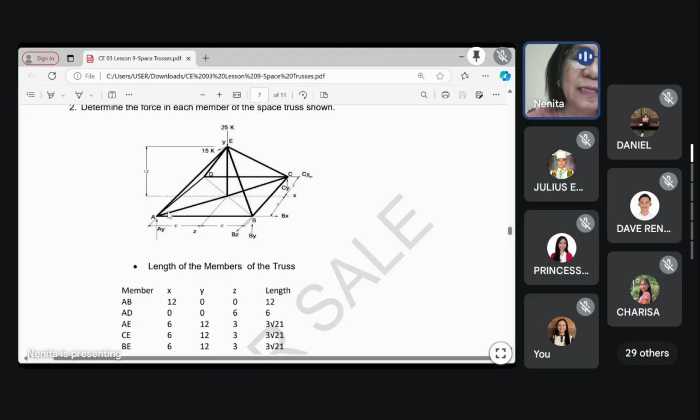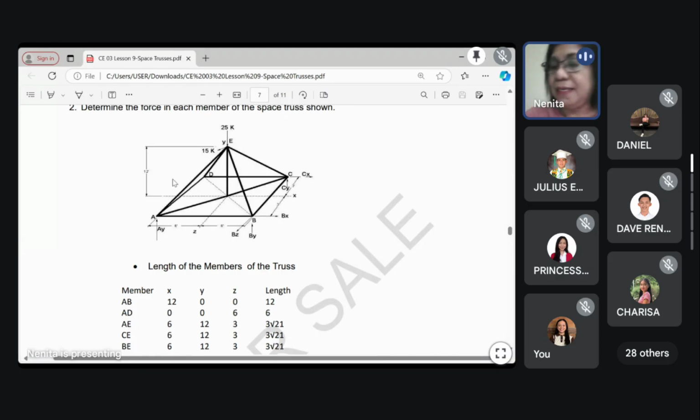So, therefore, for our X component, naa tayo 6. Ang ating Y ay 12. Where is the Y? Kana ang ating 12. Ang ating Z is equal to 3. Alin ba ating Z? Aning ating Z? So take note of that, class.